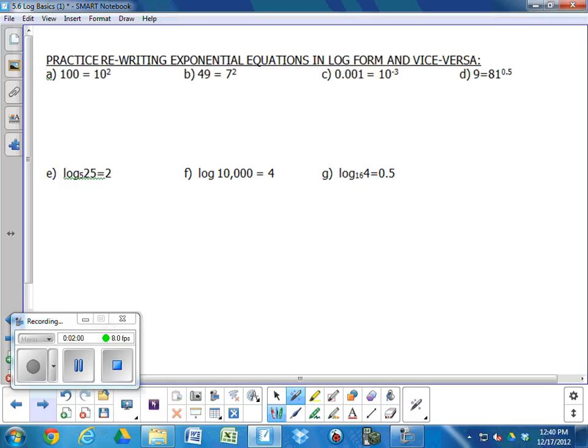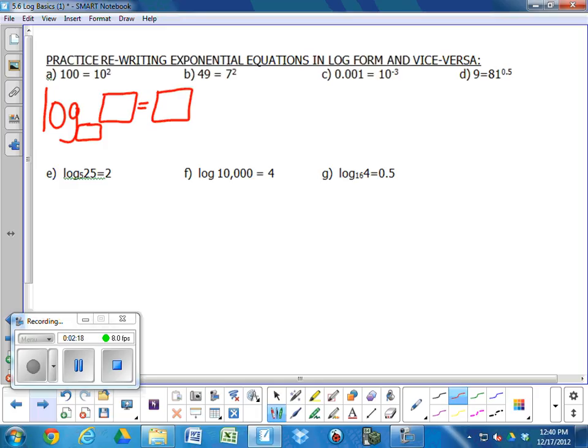So let's go ahead down to the middle. We're under practice, part A. How would this look if we wrote it in log form? Remember, log should have a little base next to it. Should have something here, a big number here, equals another number on the other side. They should all be of this format. A little base, the log of something equals the exponent. Remember, when you log something, you're finding its exponent.